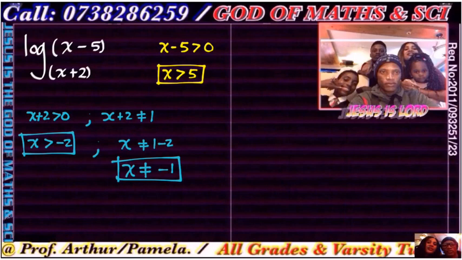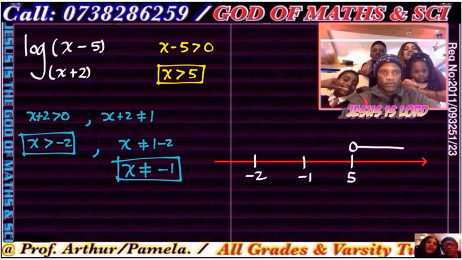This one of 5, it says it's greater than, so it's an open circle. Greater than is to the right. There we go. And then the minus 2 one here, it's also going to be an open circle. It says greater than minus 2, which means you're going in that direction. But this one says you can't allow minus 1. Can you see?